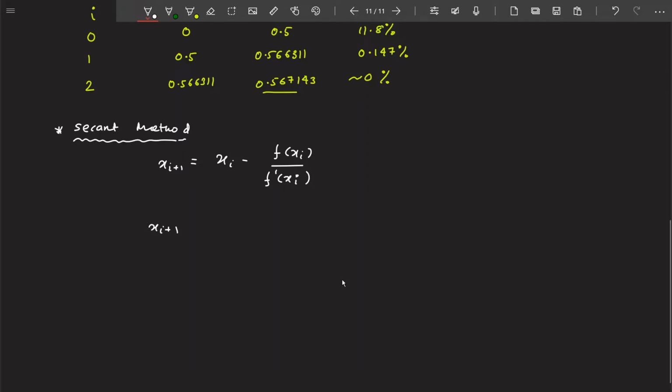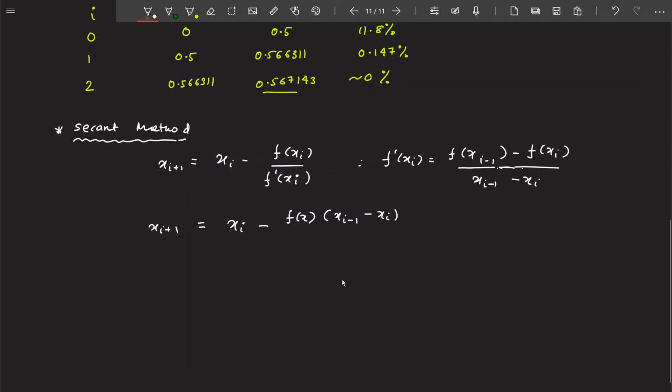And what is that approximation of the derivative? The approximation of the derivative is f(xi minus 1) minus f(xi) upon xi minus 1 minus xi. So what you are going to do is substitute this here and replace it. Once you replace it, the equation becomes xi minus f(xi) upon xi minus 1 minus xi, I think this should be i, going to be f(xi minus 1) minus f(xi).